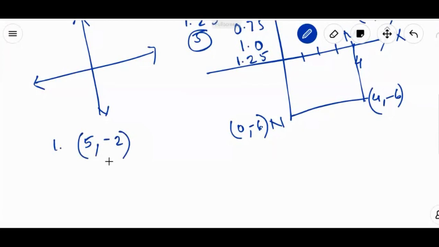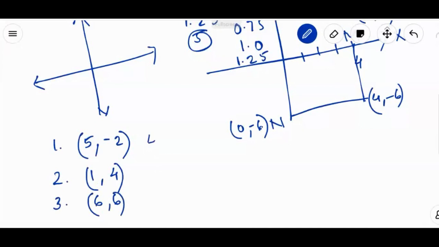Is this question clear, children? Yes, ma'am. This is your first point, 5 comma minus 2. Now let's take out the second point. In the second point, x part is 0.25, which means it is 1. Then next is 1. Now in 1 there are how many 0.25? It will come 4 times. So this is 4. This is point number 2. Then point number 3, 1.5. In 1.5, 0.25 will come 6 times. So this will be 6 comma 6.